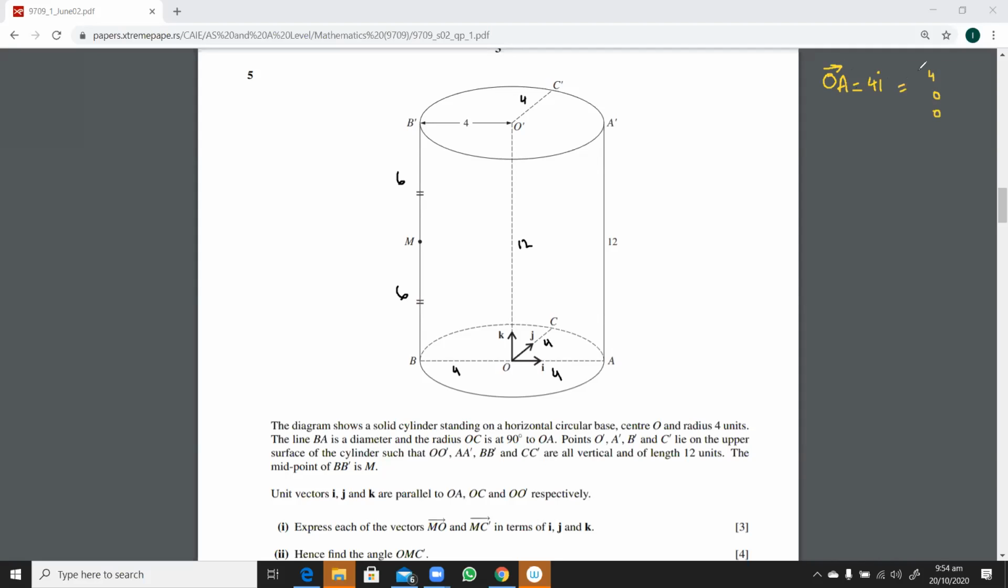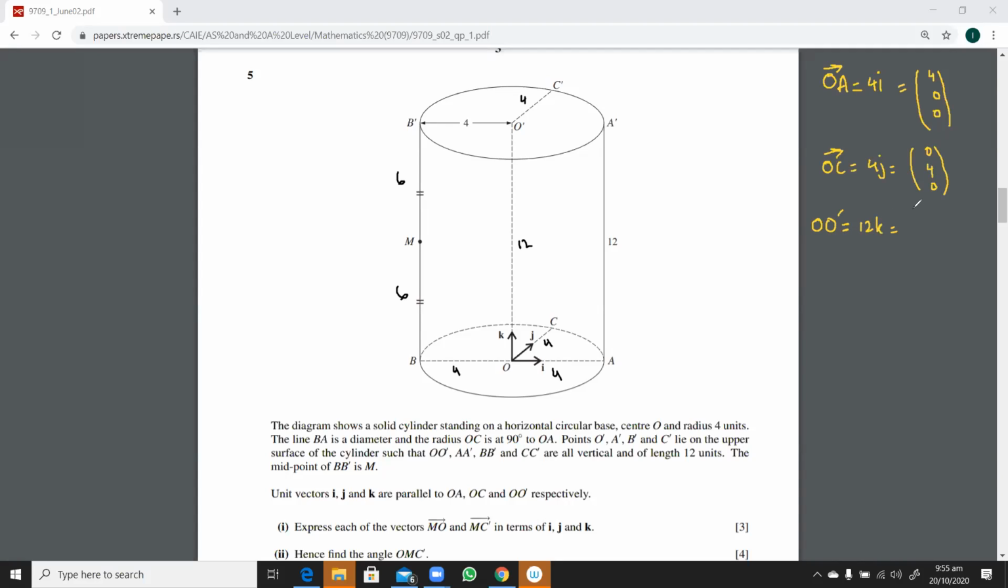4, 0, 0. Now we are dealing in three dimensions, okay? Who will tell me what is OC? It's 4j, okay? And we can write it as 0, 4, 0, that is OJ. Can someone tell me what is OO dash? 12k.